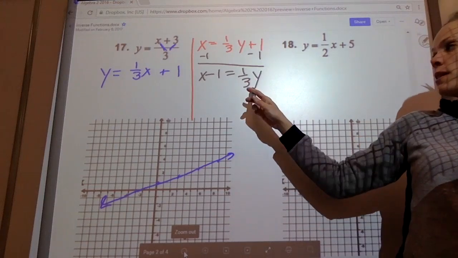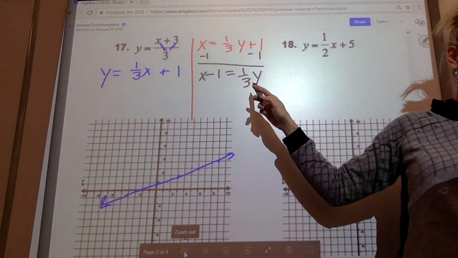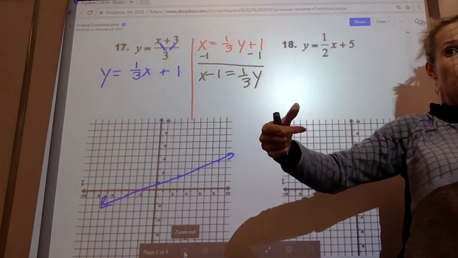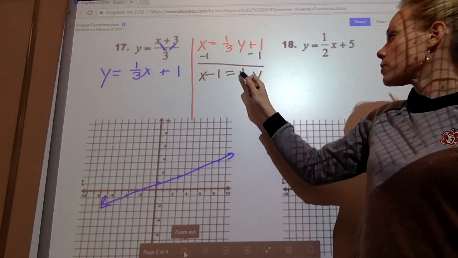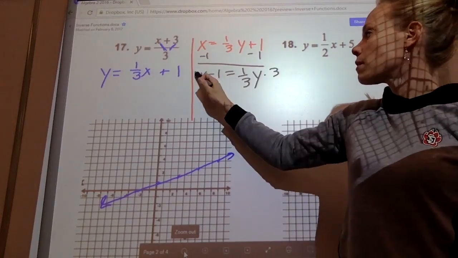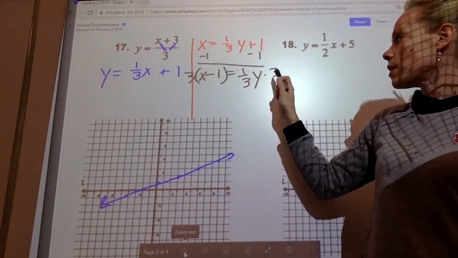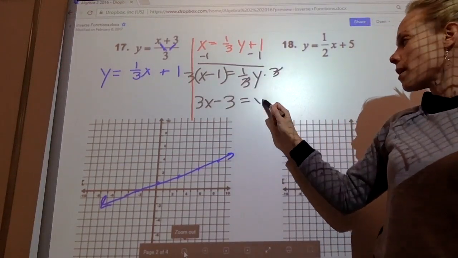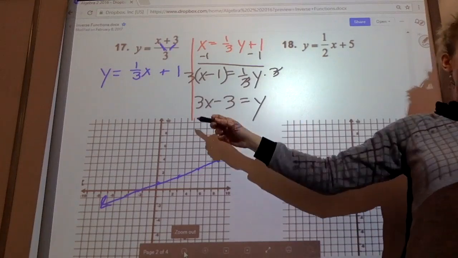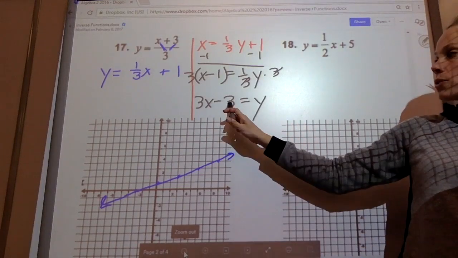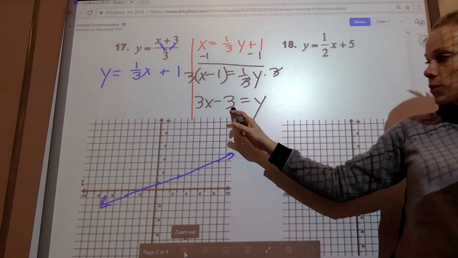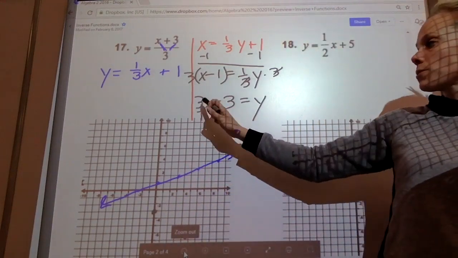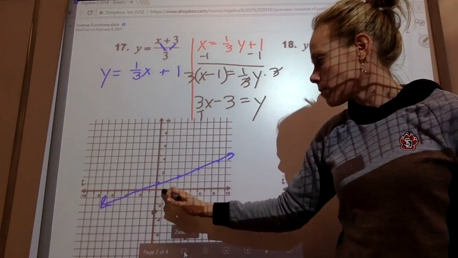And then to get y by itself, I don't want to divide by 1/3. I'm going to multiply by 3 over 1, which is 3. So I multiply both sides by 3. That means that whole thing's getting multiplied by 3. That cancels out, and I get 3x minus 3 equals y. And then I can graph that. That's my inverse. I do my y-intercept first, down 3. And then my slope, which is 3 over 1, so up 3 over 1.